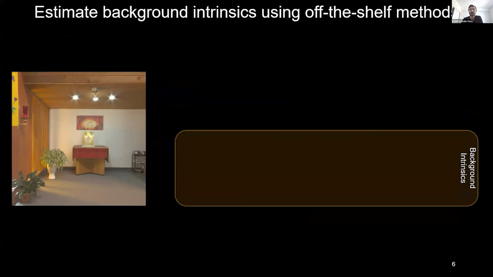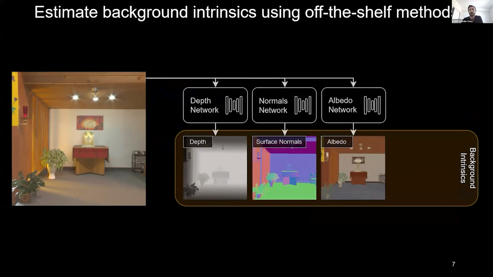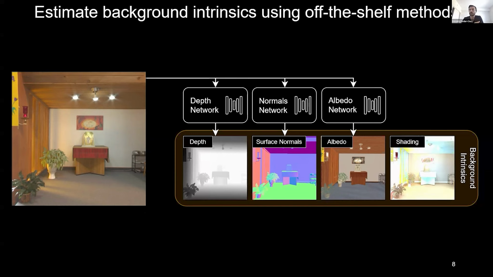We're going to start with the background image, and we will use off-the-shelf neural networks to estimate the geometry of the scene, as well as the material properties. So the depth, the normals, and the albedo. And for everything that's lighting related, we're going to integrate all of this in a map that we call shading, which is obtained simply by dividing the image by the albedo.